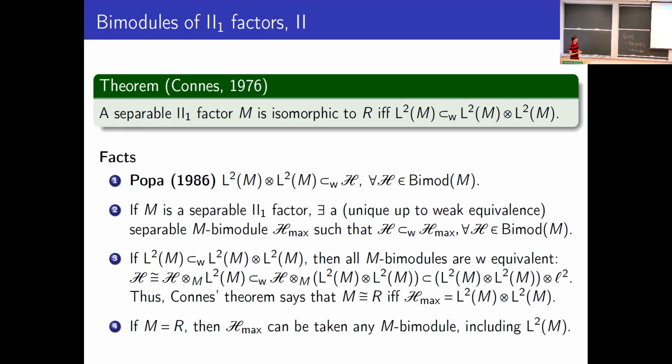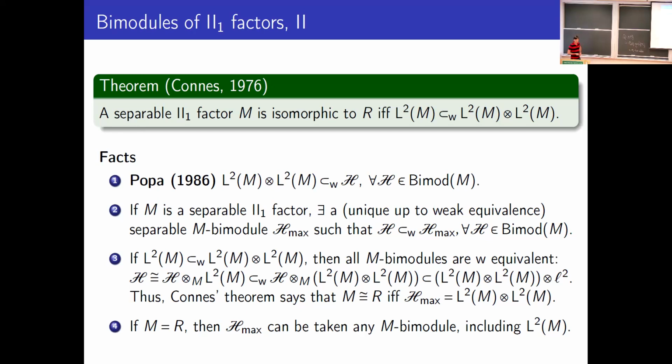All right, so our first result in particular will show that existentially closed II1 factors share this last property with the hyperfinite II1 factor, meaning that for existentially closed II1 factors, the maximal bimodule can be taken to be the trivial one.